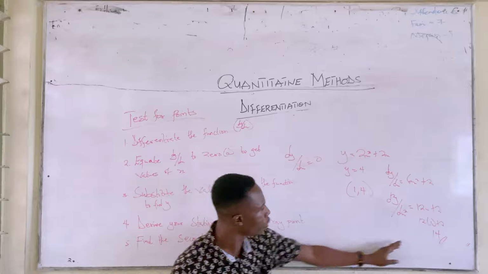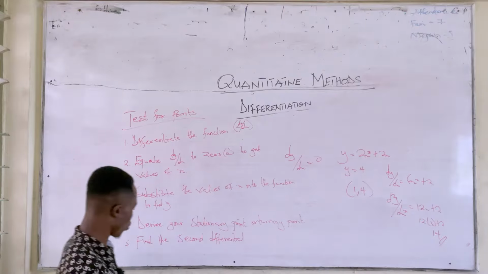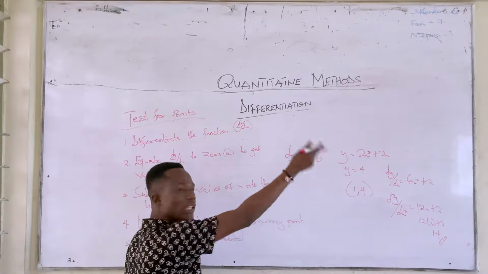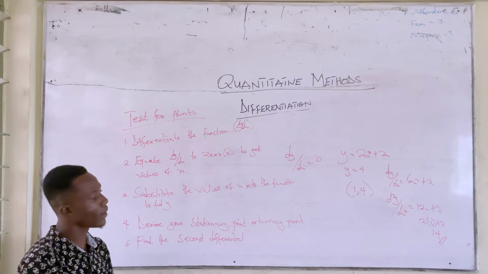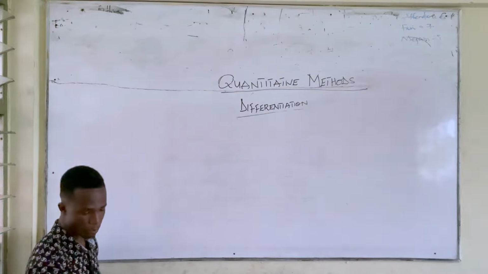So you have d squared y over dx squared as 14. So it means it is greater than 0. If it is greater than 0, it means the point is a minimum point. Okay, so now we are going to solve a question under test for points.